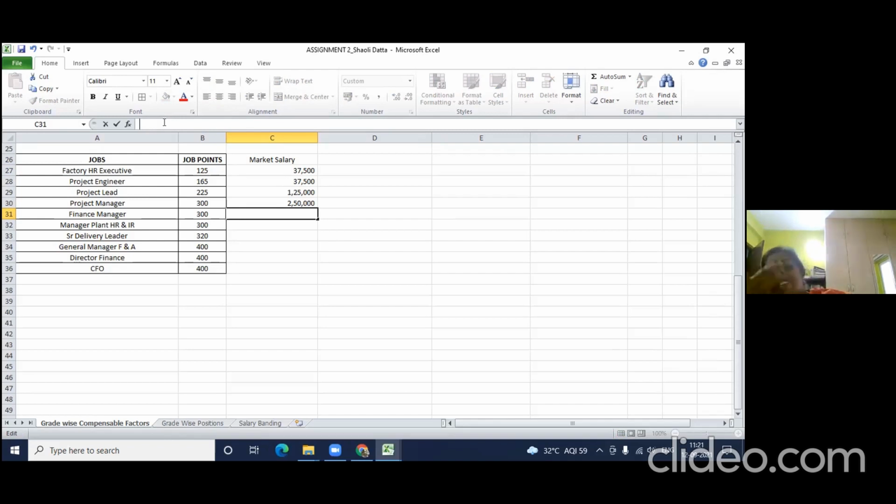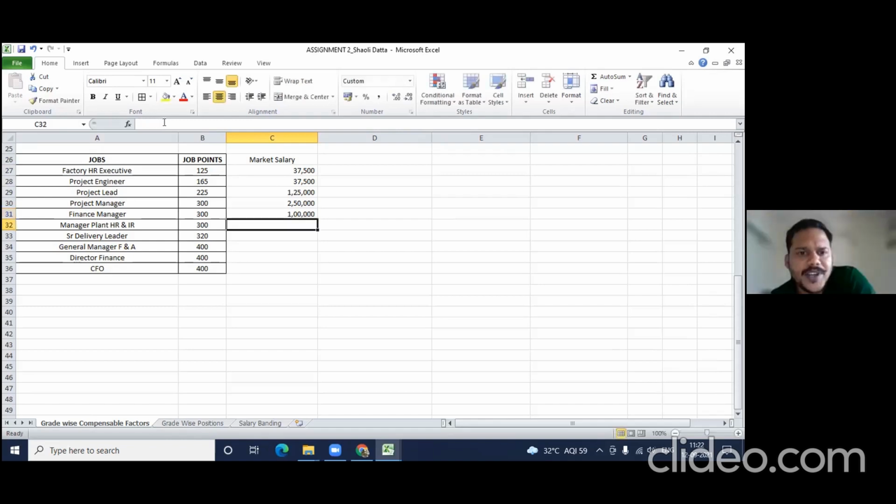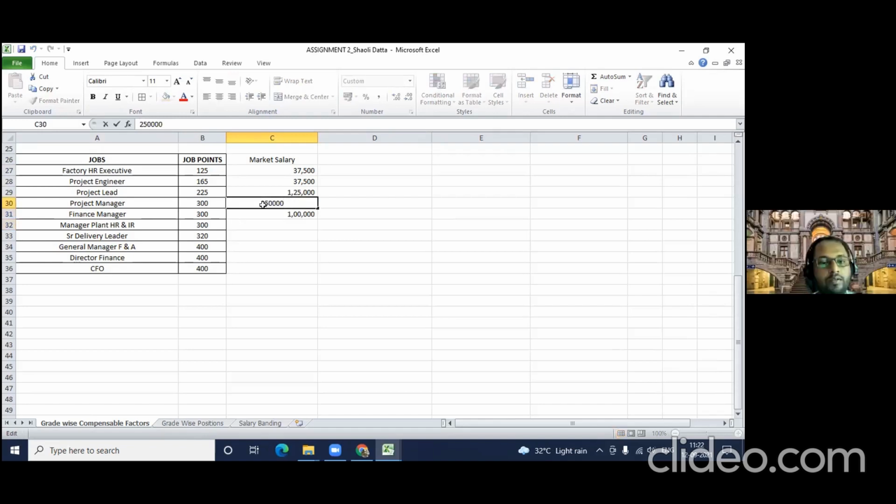Okay. Yeah, you can enter 1 lakh. Finance manager, you can put about 225 because, in the market, for some reason. Okay. Yeah, 225, you can go for 2 lakh or 225 something. For finance manager, it is correct, right? Not this one, this one. 2,25,000. Yeah.